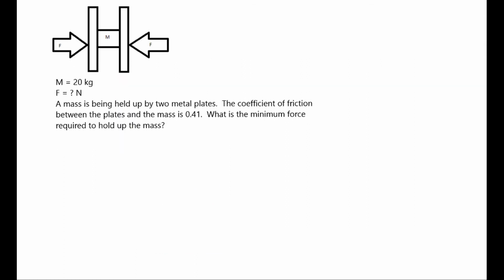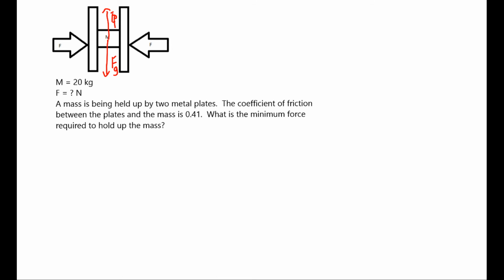Number 4 says, a mass is being held up by two metal plates. The coefficient of friction between the plates and the mass is 0.41. What is the minimum force required to hold up the mass? All right. So what forces are going to be acting on this block? Gravity's pulling it down, and friction is holding it up. Yep. So if you're pushing it together, the friction with the sides is what is holding it up.